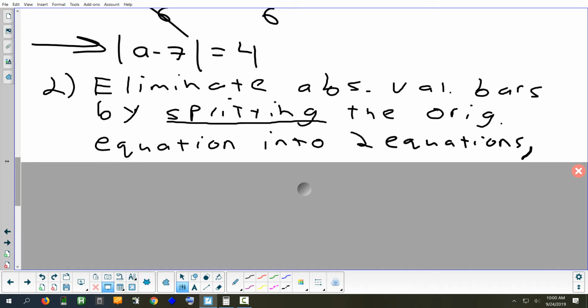You're going to take your original problem and split it into 2. So this is where most of the time you're going to get 2 answers from. What is the underlined word? Splitting. You're going to split the equation into 2. Or separate it, or break it up, however you want to write it. You're going to break it into 2 equations.